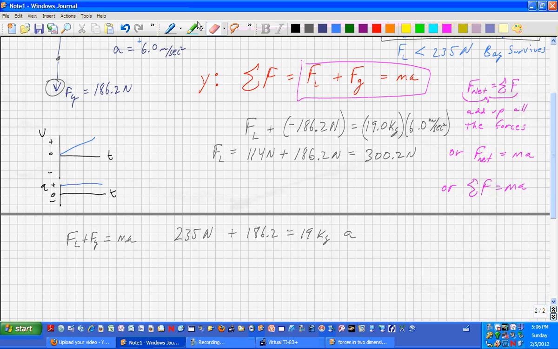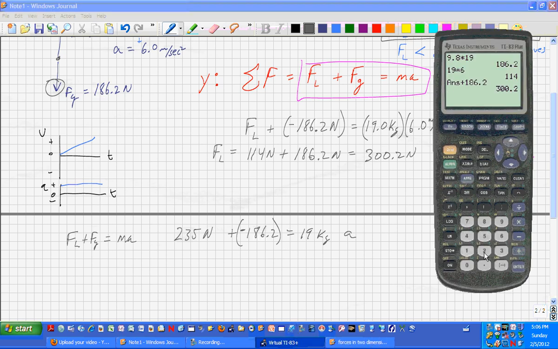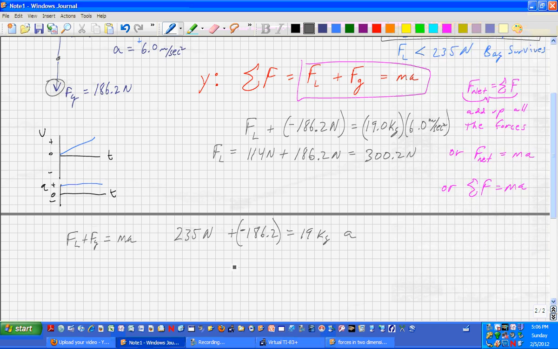But I know there's another way to do this. Try and do this fast. I should probably slow down a bit. All right, let me get the number and then we'll evaluate it. Oh, this is a negative 186. Whew. Yeah, all right, slow down. Don't make any mistakes. All right, so 235 minus 186.2, enter. That's 48.8.